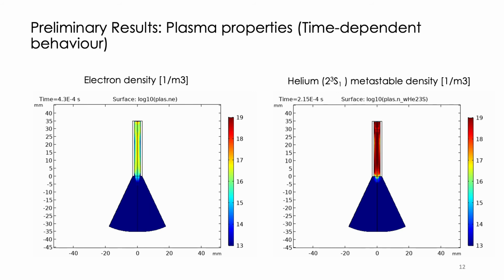Here is an animation of the plasma properties, which is the time-dependent behaviour of the model. Electron density is on the left and the metastable 2³S on the right. They are all on the log scale. Note that the pulses indicate the pulsed input voltage. This is over a 2 millisecond time scale. Note that the metastable has a higher density and a longer jet owing to its longer lifetime.